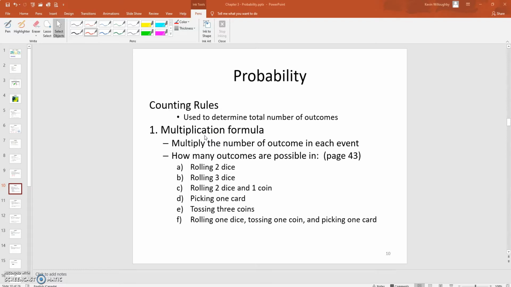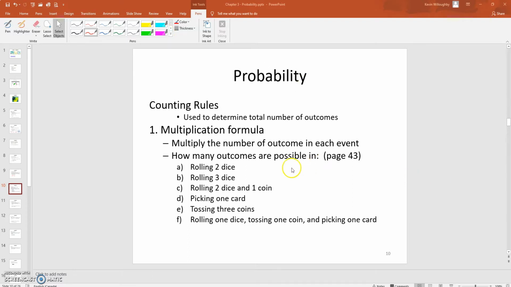So the first one is the multiplication formula. Basically we're multiplying the number of outcomes in each event. How many outcomes are possible in the following 6 examples? These examples are right from page 43. We'll go over them. So let's do some of these questions here.